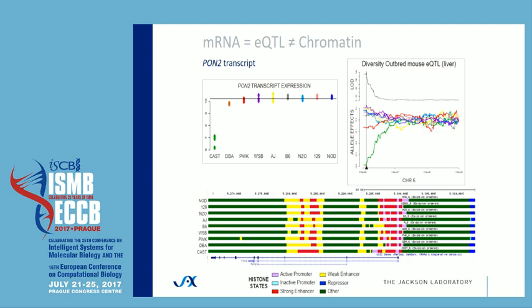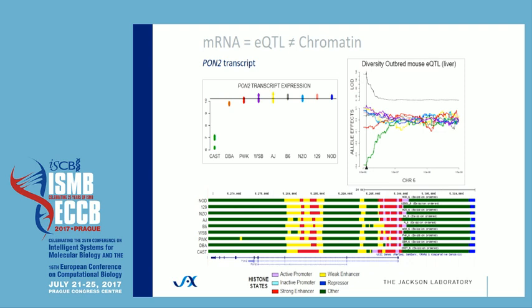So this is the one I showed in the beginning, PON2. Its transcript is downregulated by having a green or a red allele. It has low green and red expression, especially low in CAST. But if you look across the chromatin states, across all these strains, CAST is down here at the bottom, and it really doesn't look at all different than the others. And so there's no obvious driver of transcript variation in the epigenetic marks there.